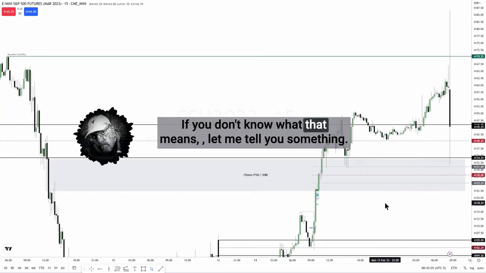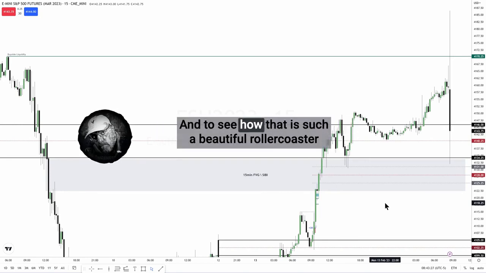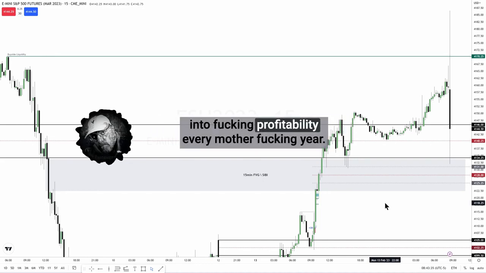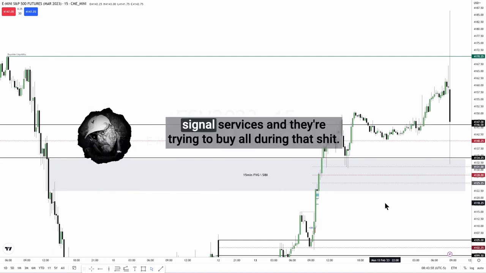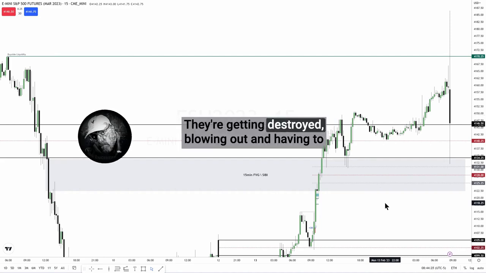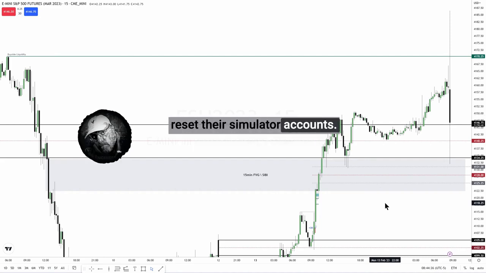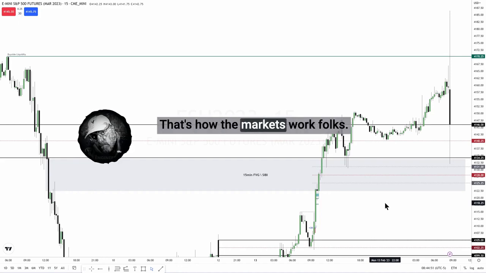If you don't know what that means, go back to your charts, as many years as you want, and see what a beautiful roller coaster into profitability it is every year. And you've got clowns out there doing mentorships and signal services, trying to buy all during that. And they're getting wrecked, destroyed, blowing out, and having to reset their simulator accounts. That's how the markets work, folks.